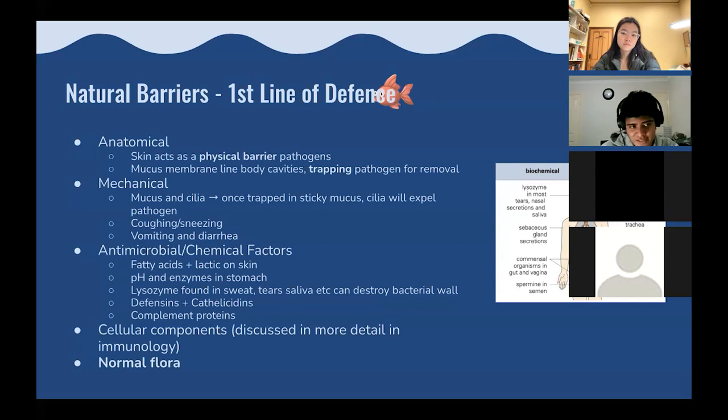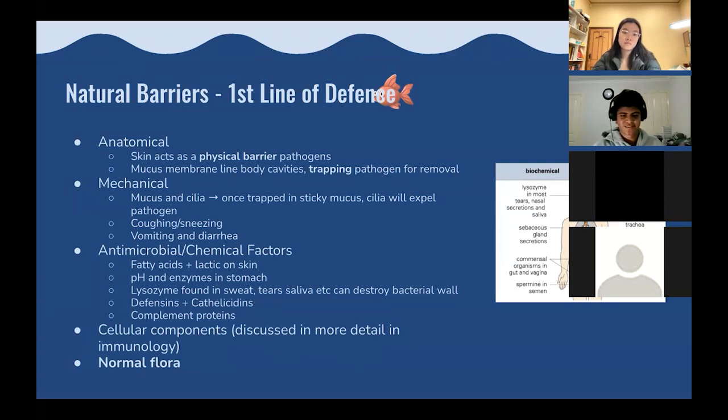Okay. Now, what is an antimicrobial or chemical factor? So this is going to be stuff like tears, lactic acid, and the pH in the stomach is really, really low, so only a few bacteria can actually survive in that environment, like E. coli. Your tears have lysozymes in them, so that helps destroy bacterial cell walls. And stuff like defensins and cathelicidin, you're going to learn about that in immunology, so don't worry about it too much. You just need to know, in a microbiology sense, I guess, what category of defense they are, okay?